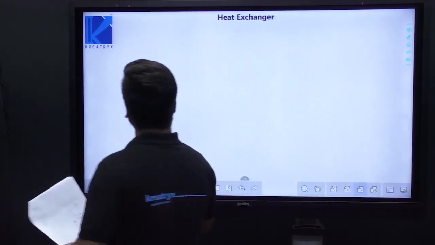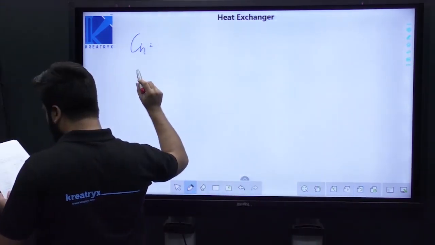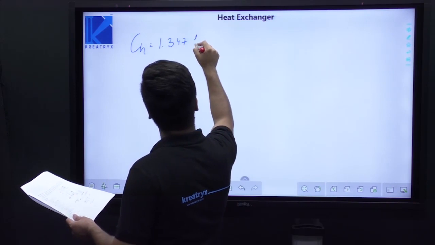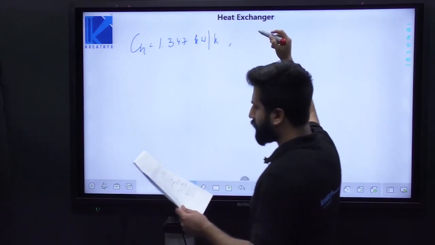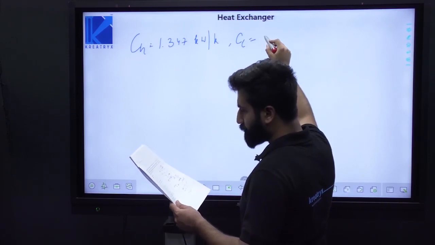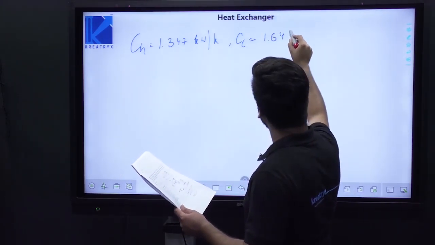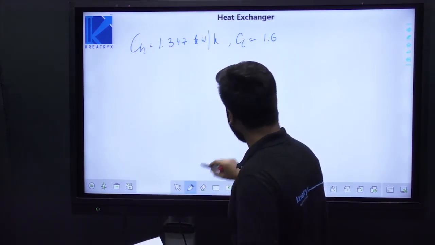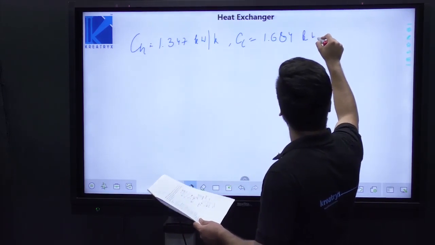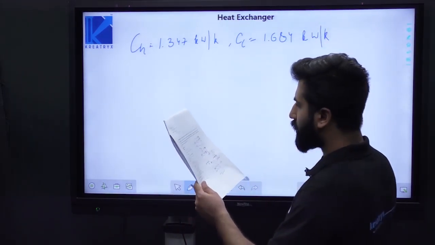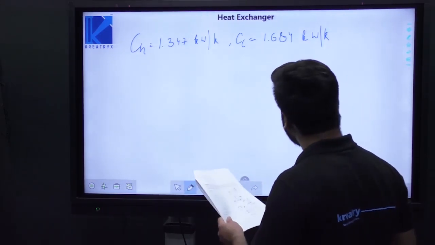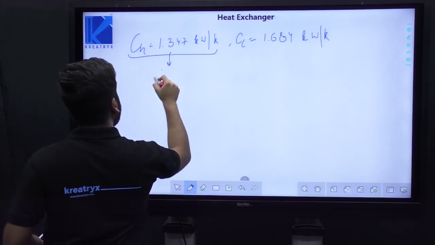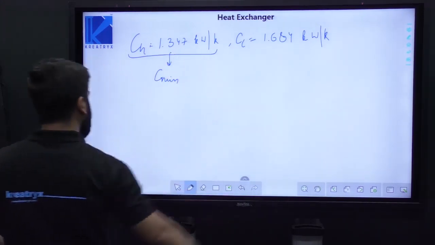So we'll get that CH, the heat capacity of hot fluid, is 1.347 kilowatt per Kelvin, and the heat capacity of cold fluid will be 1.684 kilowatt per Kelvin. So this is 1.347 and this is 1.684. So we get to know that this is C minimum.